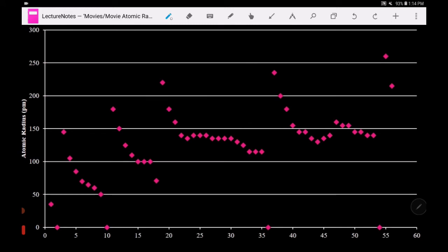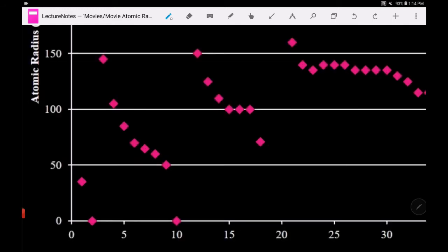This is the trend we see when we look at the atomic radius as it goes across a period. Within an energy level, we see that the radius decreases as you move across the period.